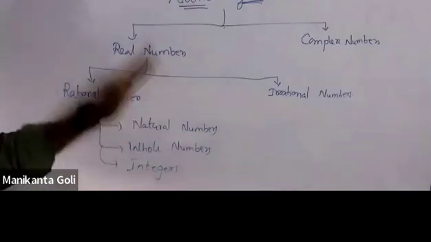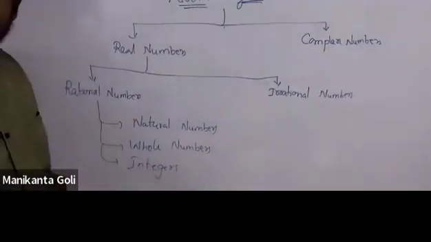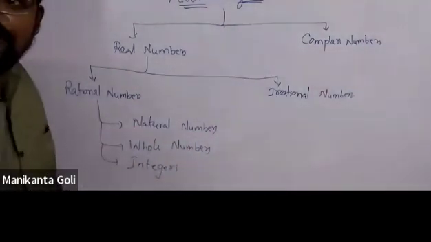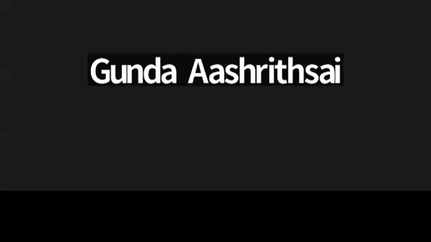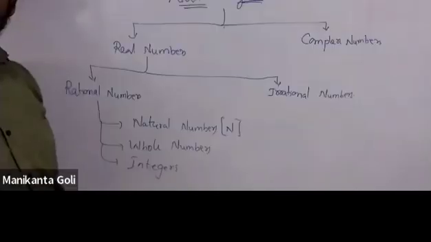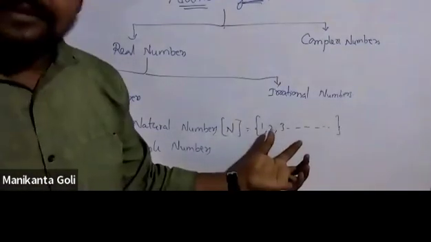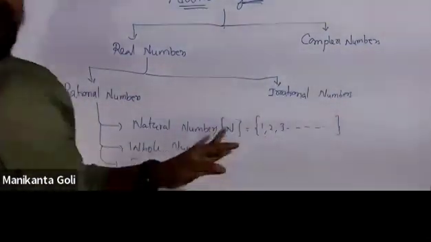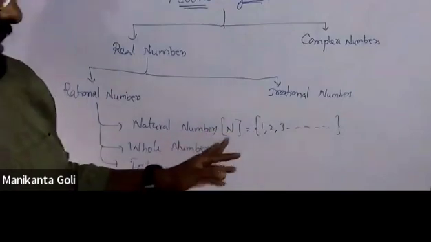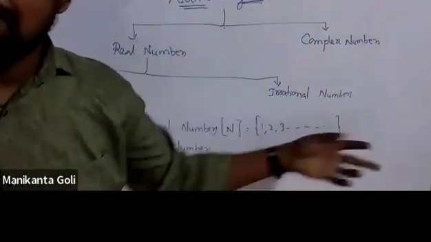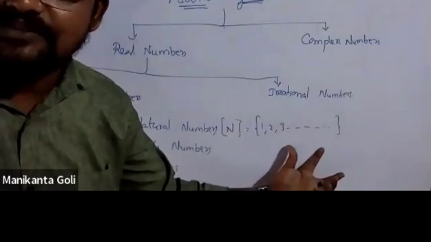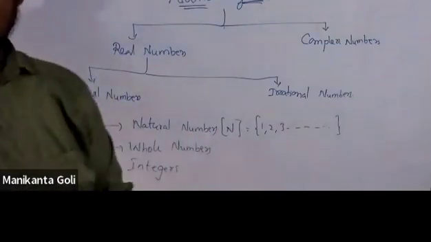Coming to rational numbers. In rational numbers, what is meant by natural numbers? Natural numbers are denoted by capital N. The numbers start from 1, 2, 3 and go to infinity. Zero is not included in natural numbers. This group of numbers is called natural numbers.